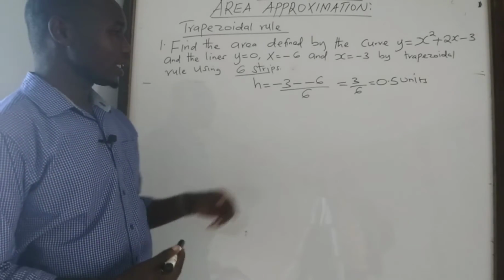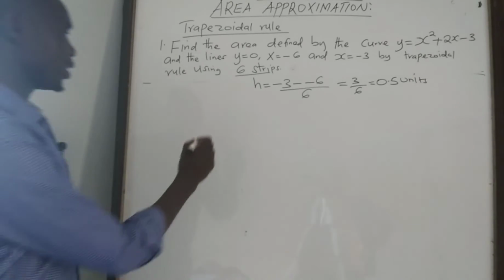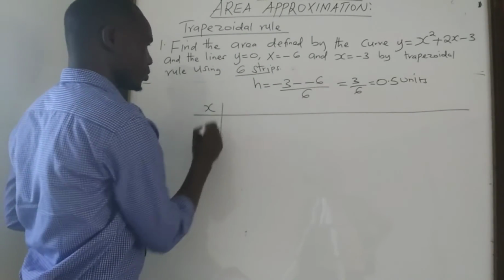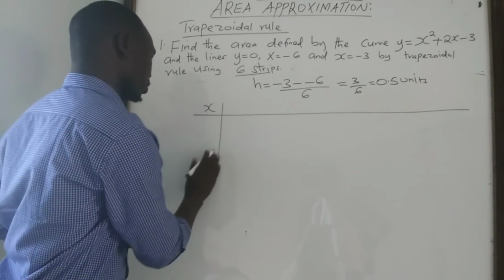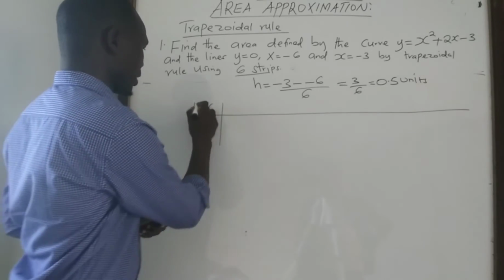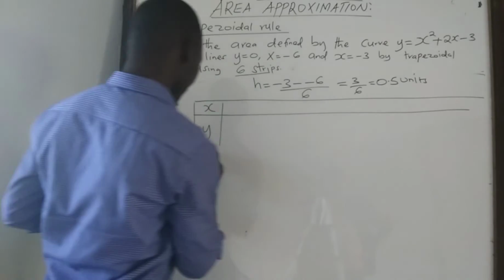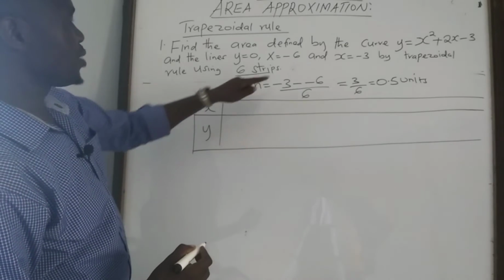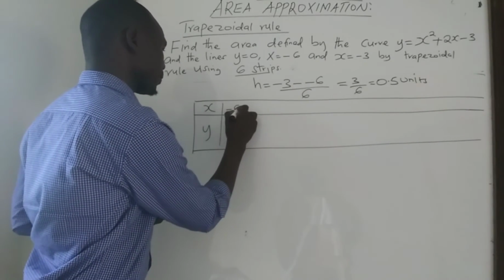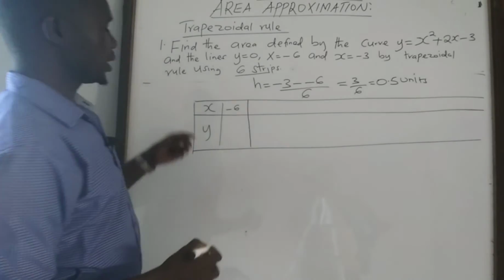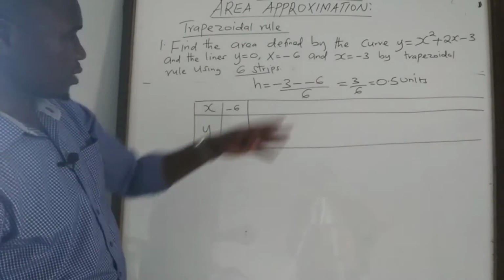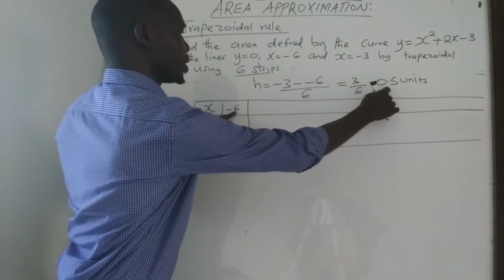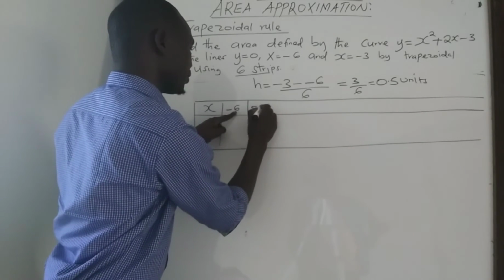After you have gotten the height, you simply come and develop a table here. You develop a table with the values of x, and of course we are going to get the y's. Once you develop the table, we begin with the minimum value of x, which is minus 6. Then we shall be adding that height so that we can get the next value of x in that order. So if you take negative 6, you add the height, which is 0.5, we are going to get negative 5.5.